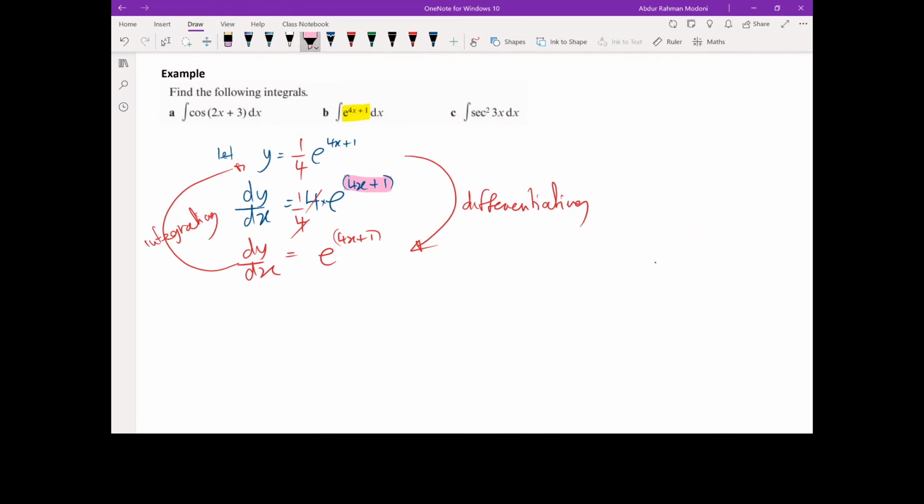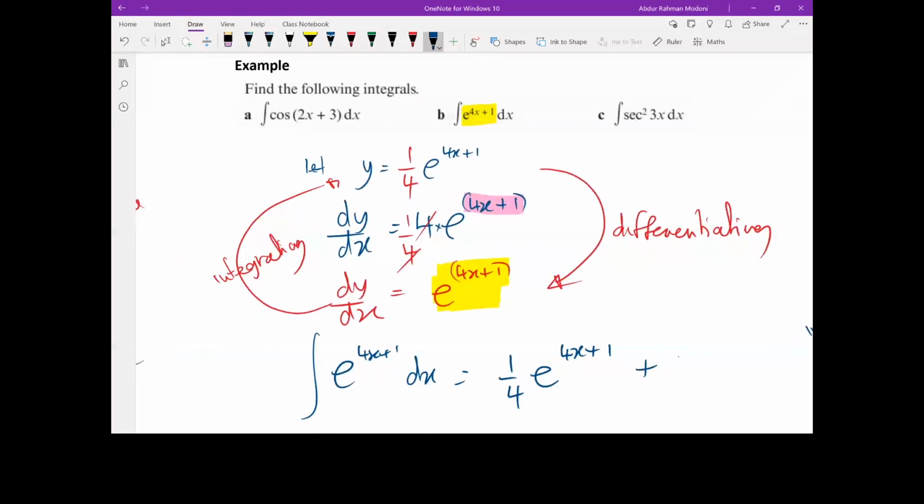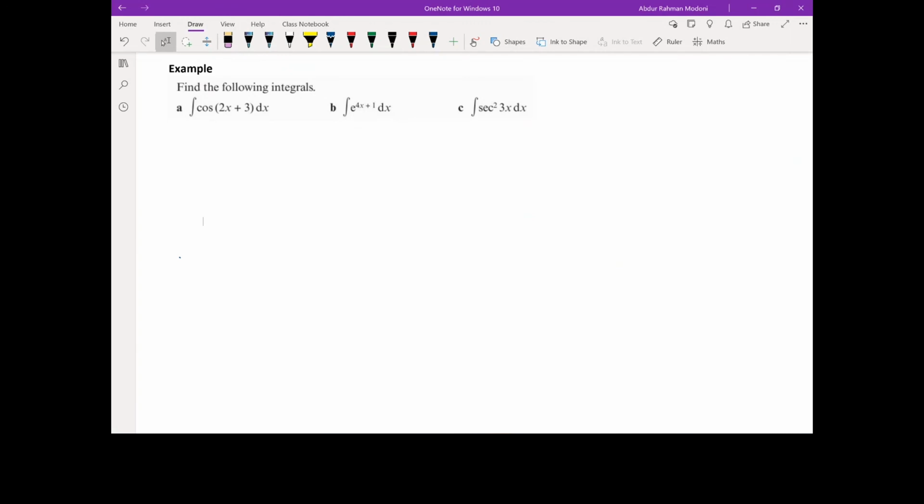So now we can see that if we integrate e to the 4x plus 1, the answer should be 1 over 4 e to the 4x plus 1. So we can say that e to the 4x plus 1 integrated with respect to x will equal 1 over 4 e to the 4x plus 1 plus c.